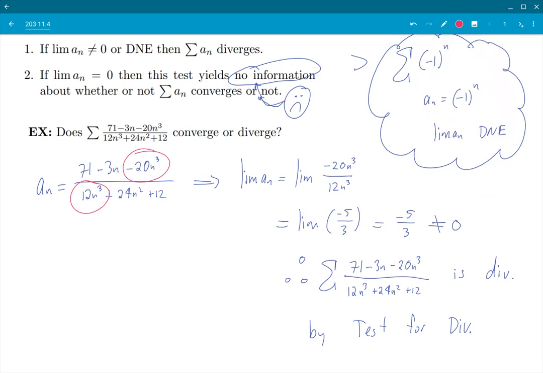Okay, it's a little bit confusing. The sequence here, a_n, the sequence is convergent. It converges to -5 over 3. But when you talk about the corresponding series, which is a different thing entirely, it is divergent. So be careful to separate the sequence from the corresponding series. In one case, you are adding things up. In the other case, you are just putting a comma between terms.